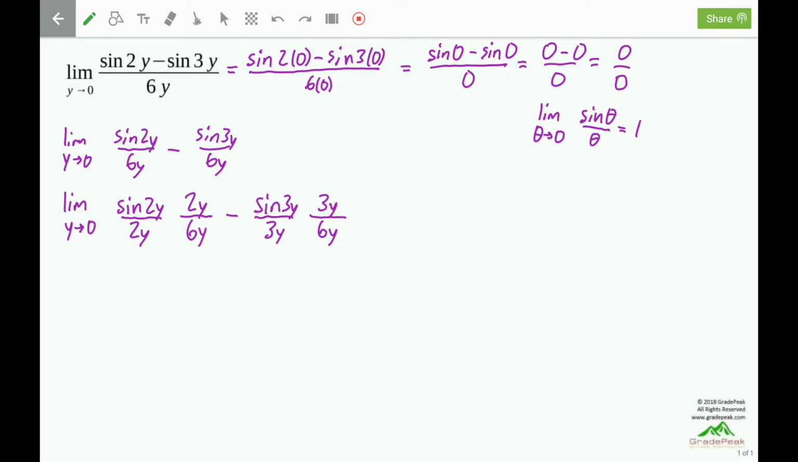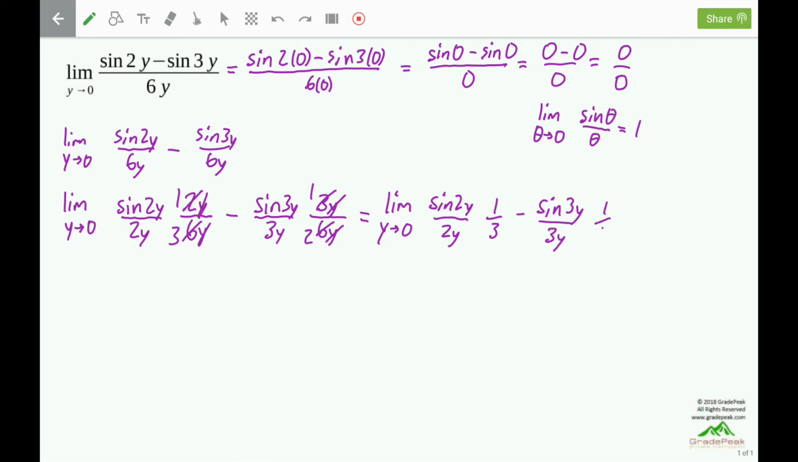Now, in the other fractions, we can reduce as needed. The other fraction in the first set would have the y's cancel, and then the 2 and the 6 would cancel to a 1 and a 3. And in the second set and fraction, the y's would cancel, and the 3 and 6 would cancel to a 1 and a 2. So we can now rewrite what we have left. Limit as y goes to 0 of sine of 2y divided by 2y times 1 over 3 minus sine of 3y over 3y times 1 over 2.